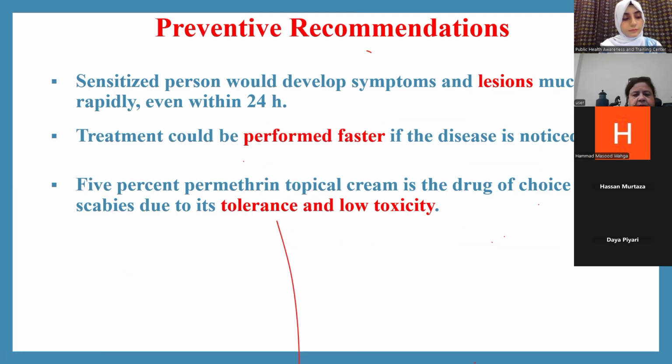Sensitized persons would develop symptoms much more rapidly, even within 24 hours. Therefore, treatment could be performed faster if the disease is noticed earlier. 5% permethrin topical cream is the drug of choice for scabies due to its tolerance and low toxicity.